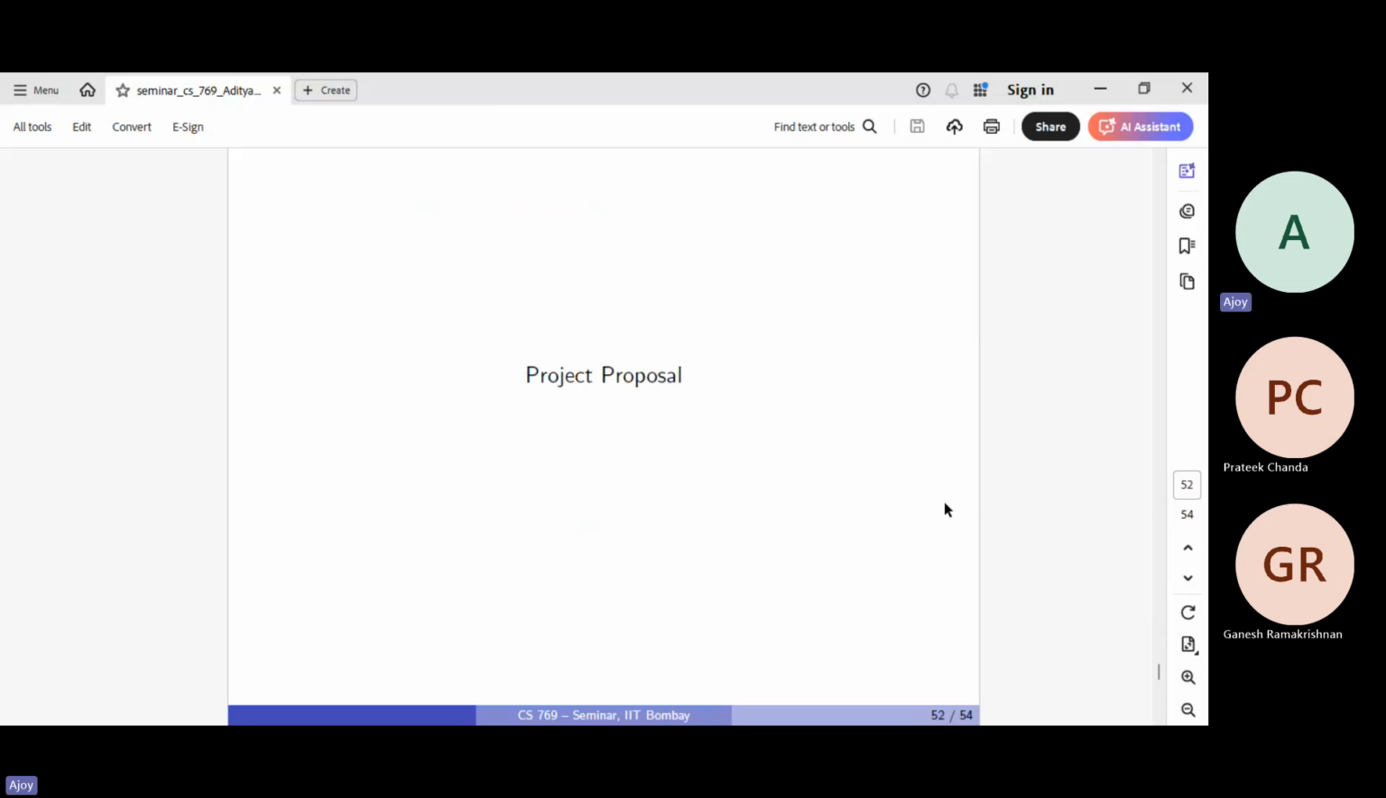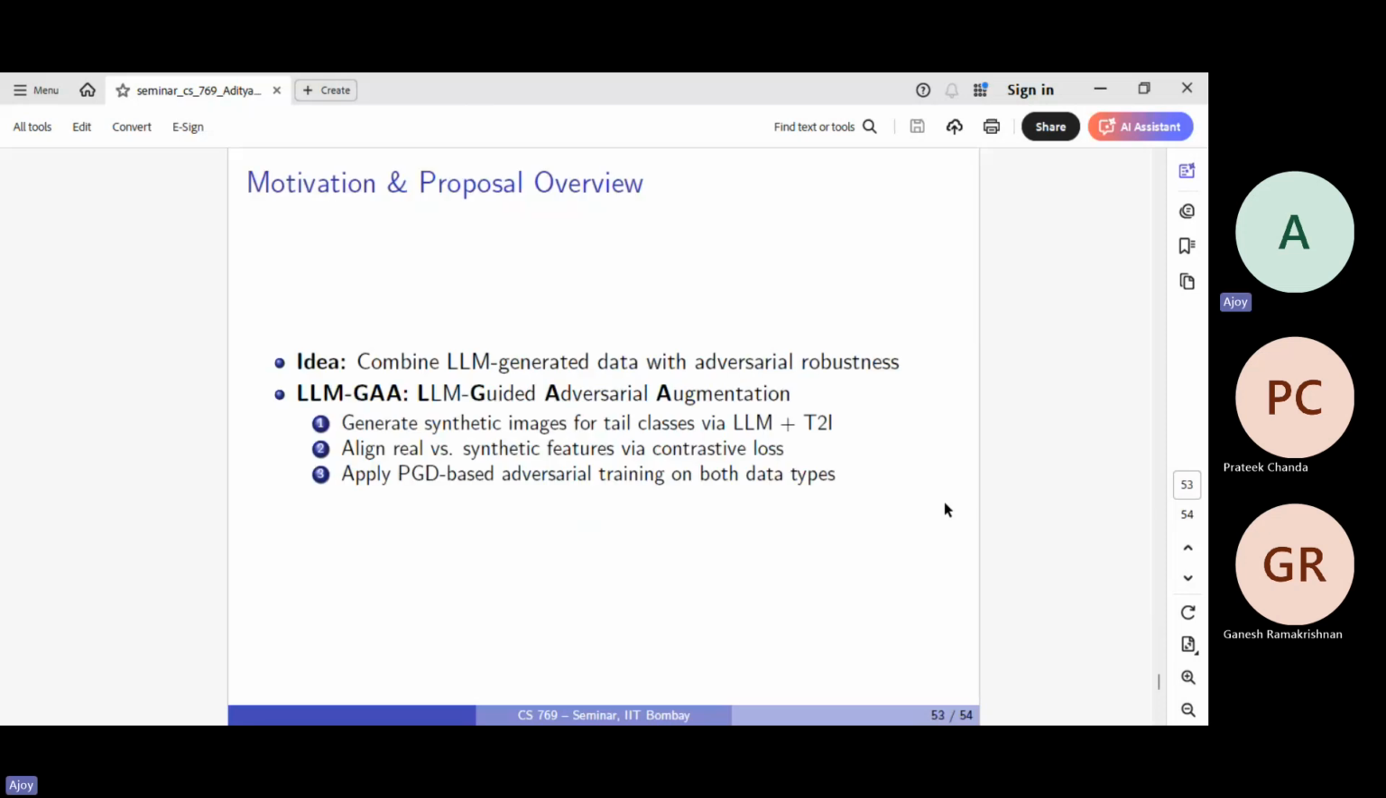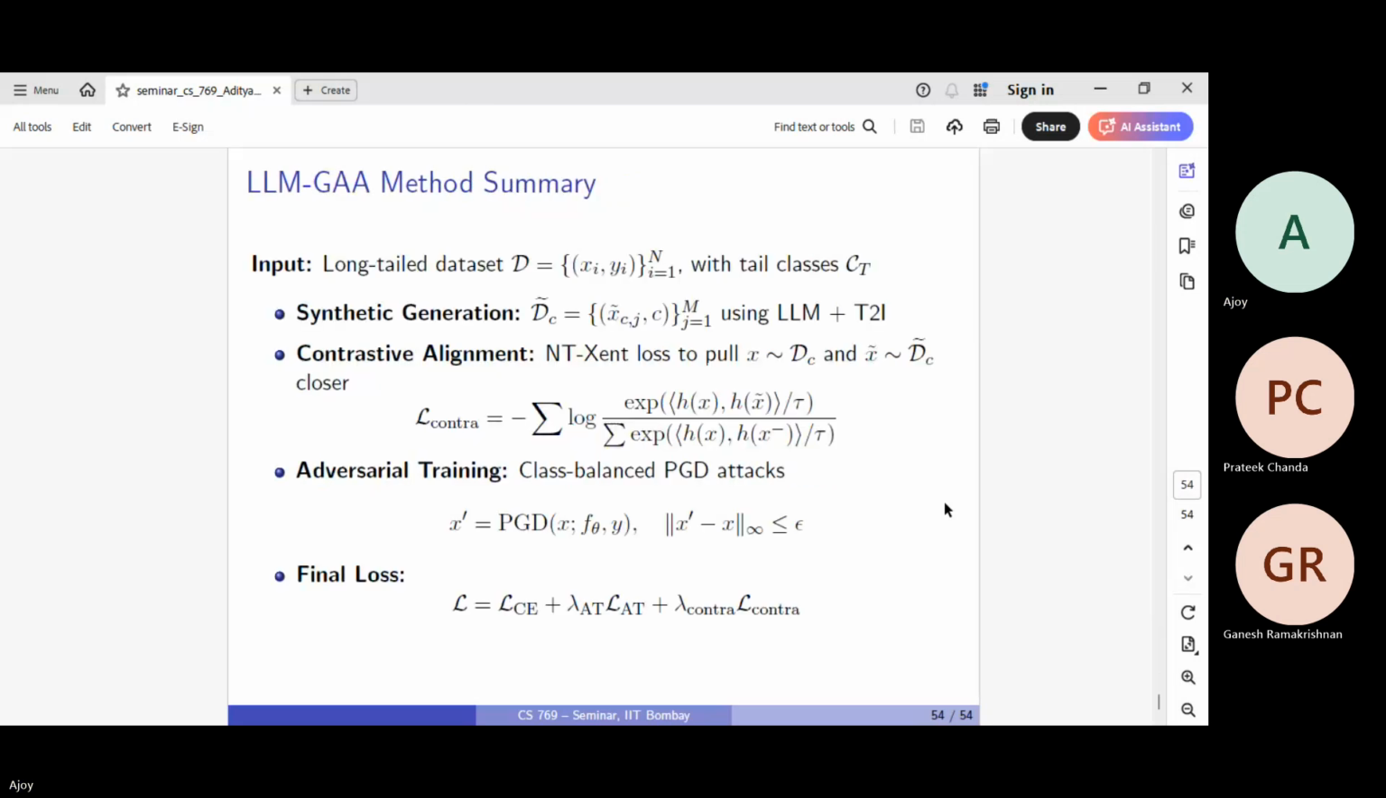Yeah. So coming to our project proposal, we are going to generate the synthetic images as mentioned in the first paper using LLMs and text to image models. Then alignment will be done with the contrastive learning part, and then for the robustness we'll start with PGD based attack, and we'll use both real and synthetic images for the training. So these are the loss function, final loss.